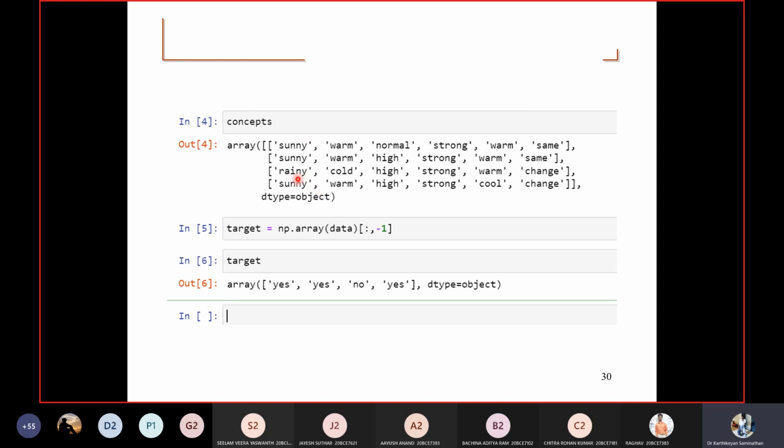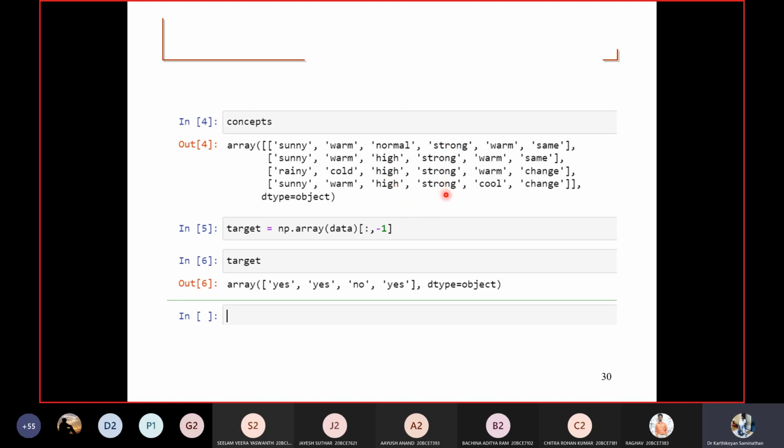See, sunny, sunny here, rainy. So this cannot be possible. This is a negative case, so simply you can eliminate it. All of 1, 2, 3 are sunny, sunny, so you cannot keep sunny as such. Warm, warm, warm. So warm is the answer. Then normal, high, high, high. There is a deviation, so there is a question mark.